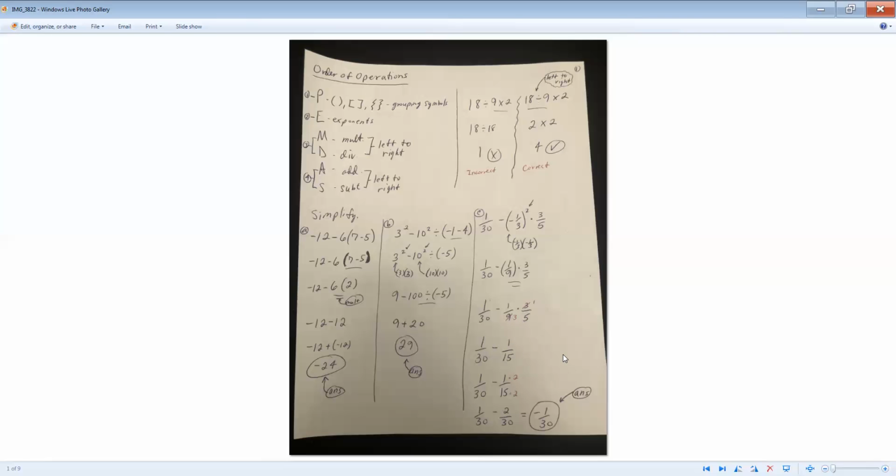Don't forget, whenever adding or subtracting fractions, you need a common denominator. That common denominator would be the 30. So I multiply top and bottom by 2 to convert that to a fraction with the denominator 30. So it's 1 over 30 minus 2 over 30. And that will give me negative 1 over 30.